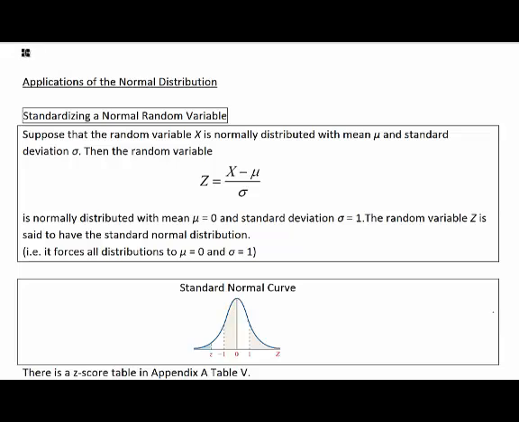Okay, class, this is section 7.2. We're going to be doing some applications of the normal distribution that we just learned in the last section.